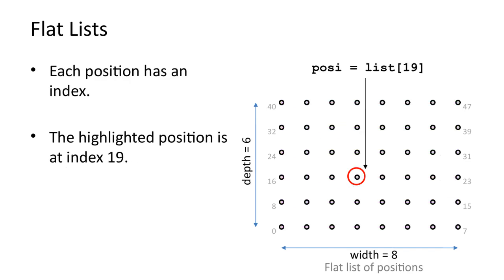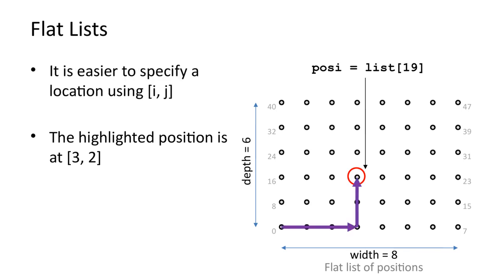Each position in the grid has an index, which for a flat grid is a single number. In the diagram, the grid position at index 19 is highlighted. The actual position may have some other ID. To get the position out of the list, index notation can be used. It is hard to work with flat list indexes. Usually, when writing code, we prefer to think in terms of a coordinate location. We can use the letters I and J to specify a coordinate location. For example, the highlighted position would have a location of 3, 2.